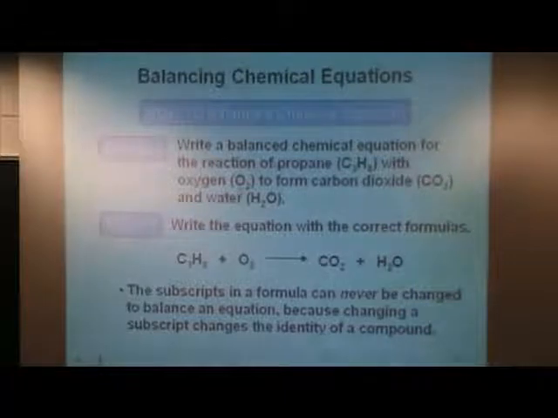Now, isn't it 4 oxygens? Yeah, I have 4 oxygen, you're right, and I also have 3 times 2, so I have 6 oxygen. 6 plus 8 is going to be 14.